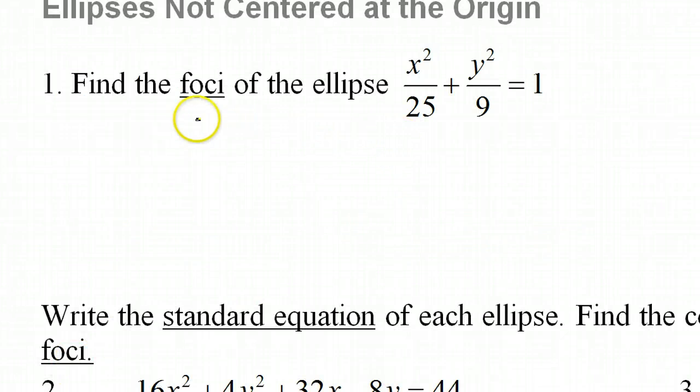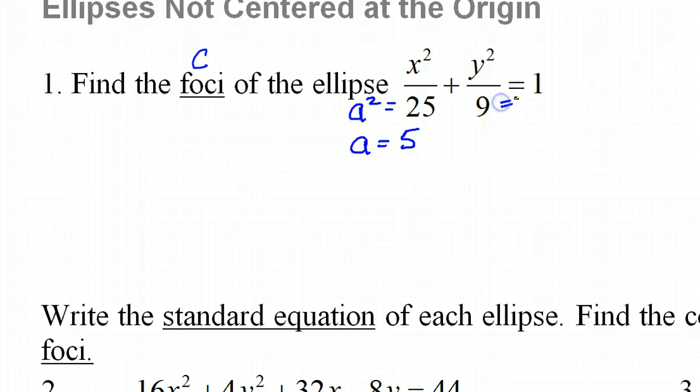Alright, we are supposed to find the foci of this ellipse. Well, the foci come from the C value. Now, we will get our A and our B from these numbers right here. So 25, that's A squared, so that means A is 5. 9 is our B squared, that means 3 is equal to B. That's just good to know. A is always the bigger one when we're dealing with ellipses.